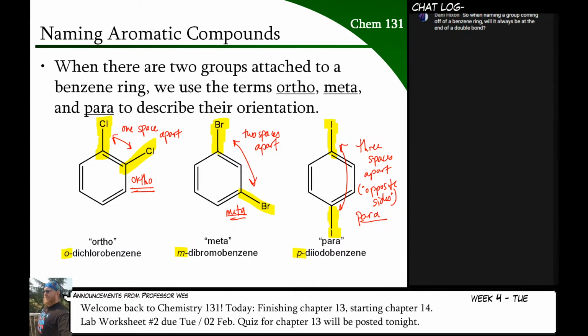So for each of these, I have written just the generic name, and then instead of saying 1,2-dichlorobenzene, you could also write O-dichlorobenzene to say, oh, they are 1 space apart. Or you could write M-dichlorobenzene, and that would indicate that they were 2 spaces apart. They were meta. Now, these do not need to be the same group to use this designation. I've just used the same group for simplicity's sake.